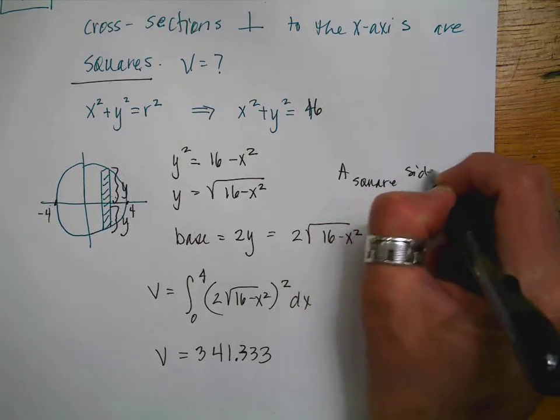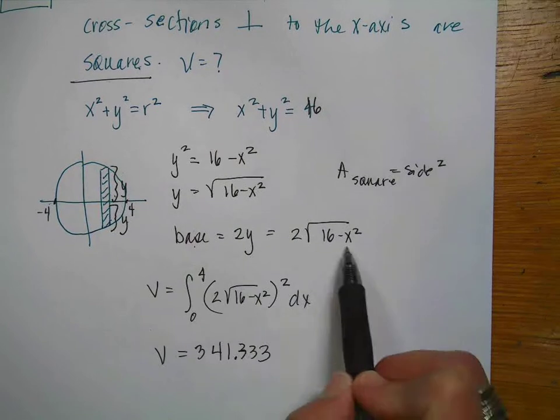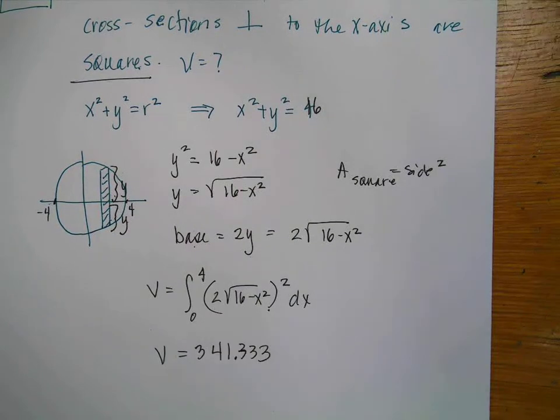So again, because I'm doing known cross sections, and they told me that my known cross section was a square, the area of a square is side squared, and in this case, this is my side, it's the base, it's 2y, and so then I squared it, okay? And remember, when we're doing known cross sections, there's no pi out front.